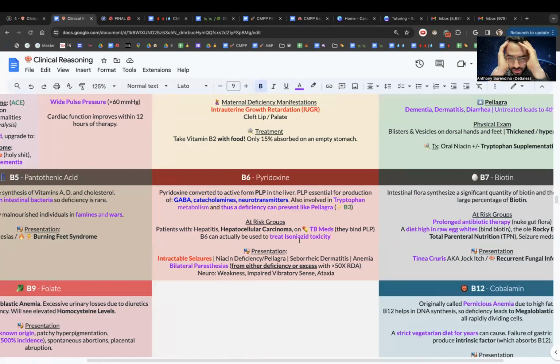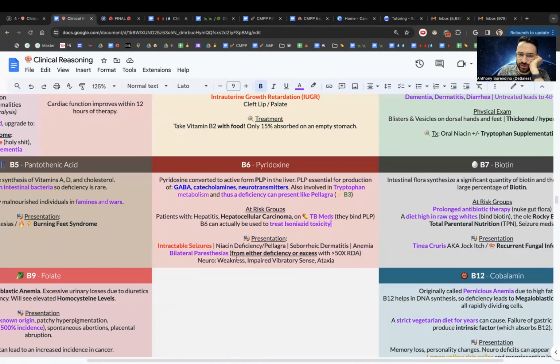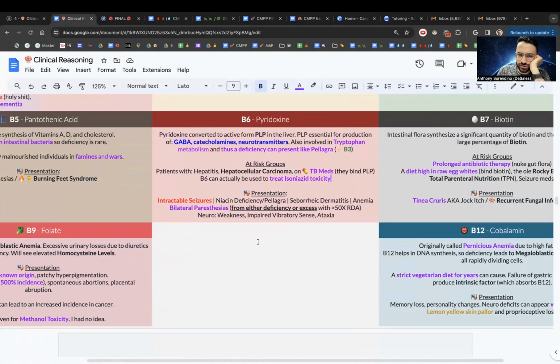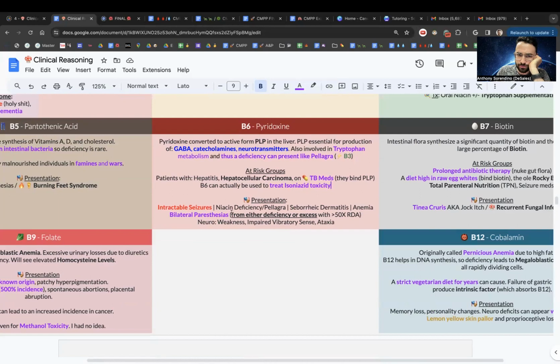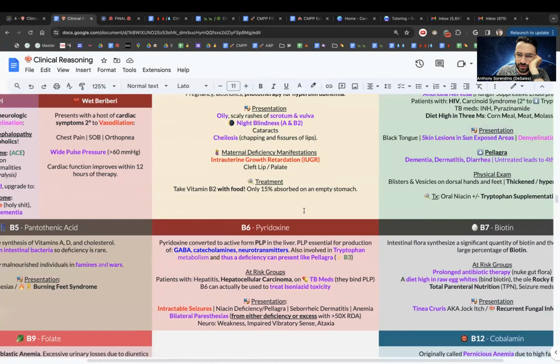B6 can be used to treat isoniazid toxicity. So if you're on isoniazid, it binds PLP. You give them B6, which is more PLP, which is going to treat the isoniazid. Okay, you got to kind of wrap your head around that. Intractable seizures. I think that's a big one here with pyridoxine.